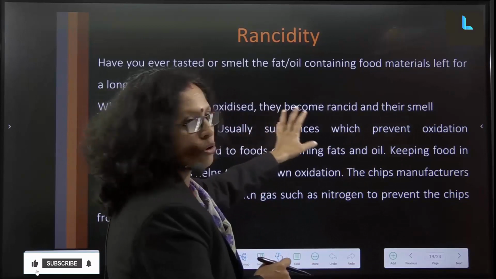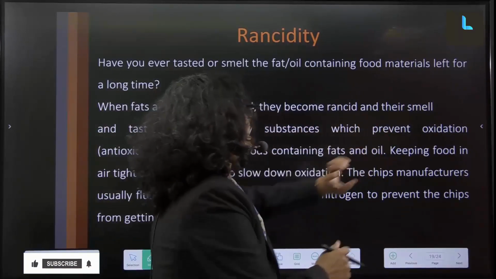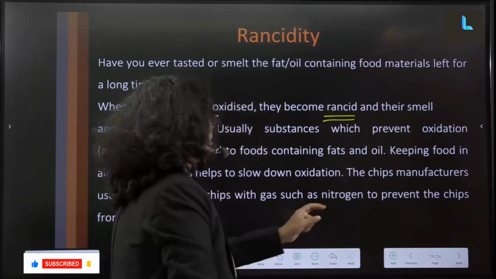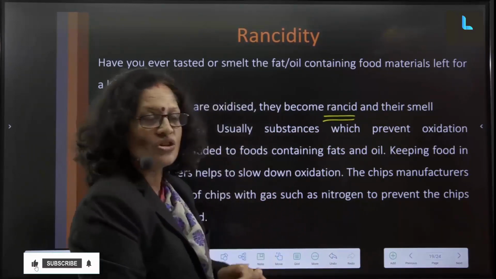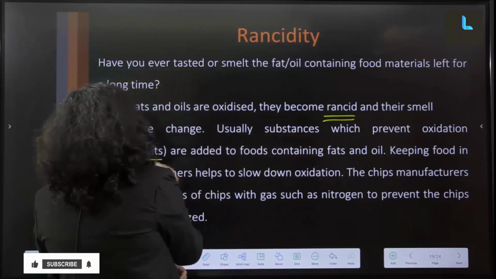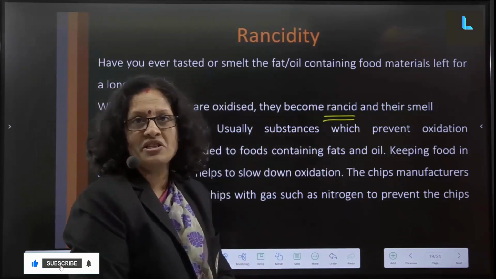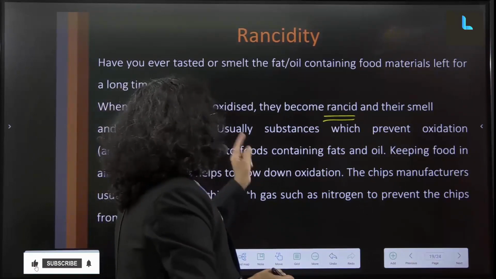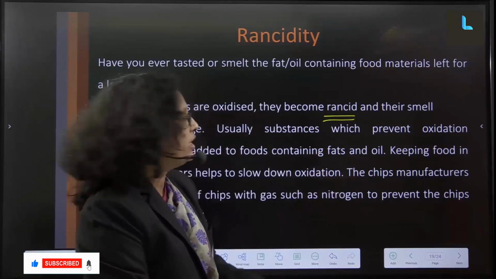That is, when fats or oil are oxidized, they become rancid. Rancid means a foul smell is generated due to oxidation, and their smell and taste changes. Usually substances which prevent oxidation are called antioxidants. Antioxidants are added to any fatty or oily substances, so to food containing fats and oil.